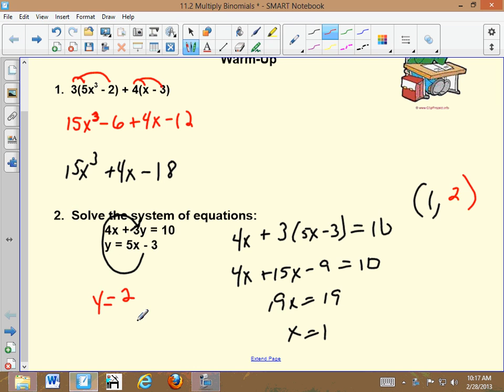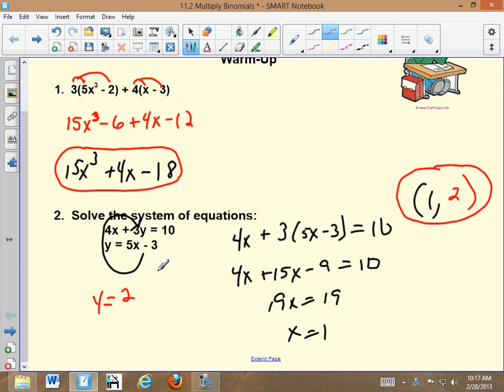Okay, here's the answer to the warm-ups. Go ahead and pause if you need to. Check your answers. Right here, 1, 2 is the answer to number 2. 15x cubed plus 4x minus 18 is the answer to number 1. If you need to pause the video to see what I did, please go ahead.